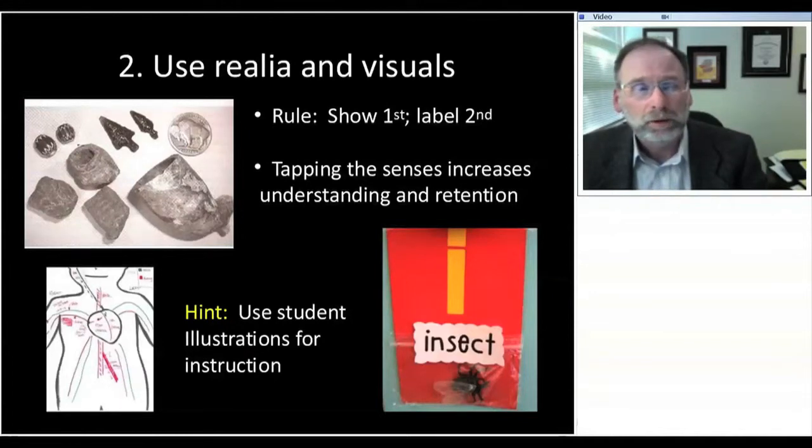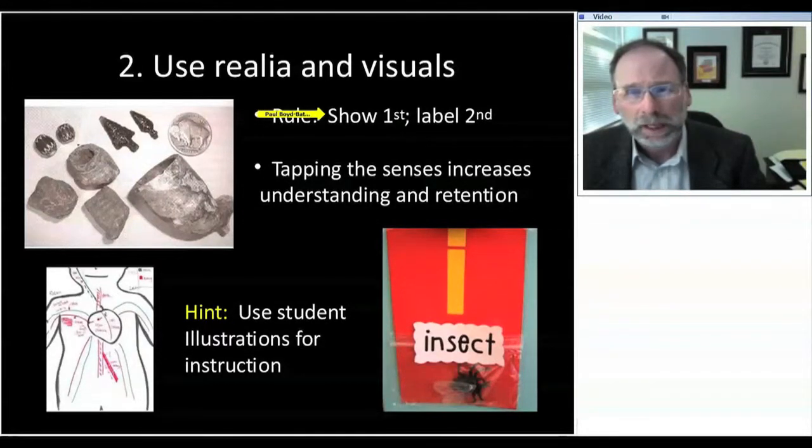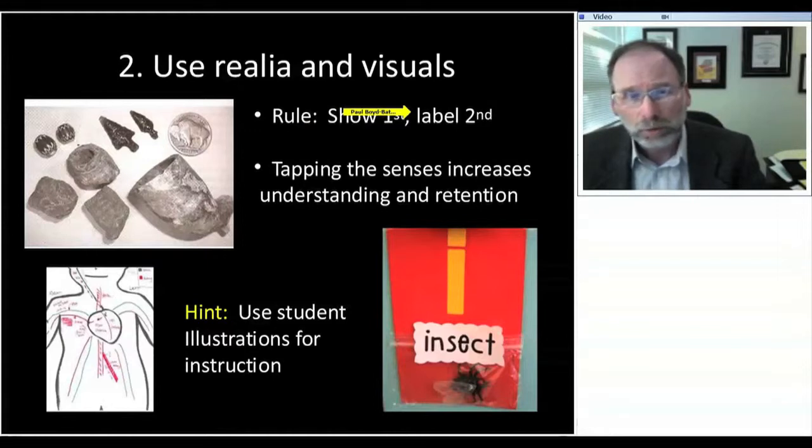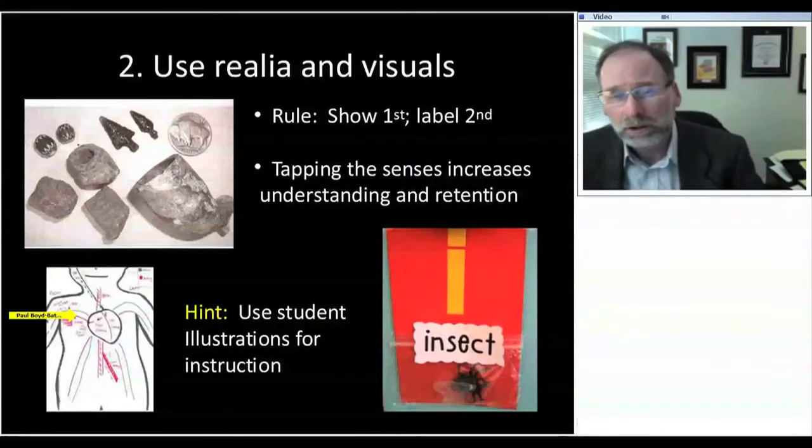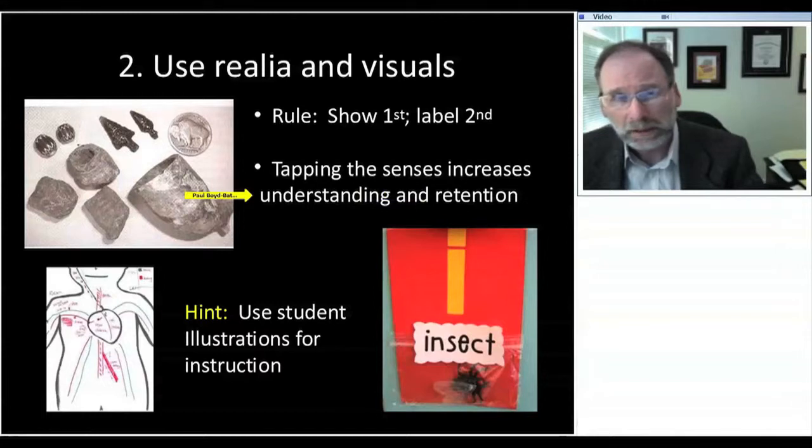Using realia, real objects, and visuals. I can't emphasize this enough when we're working with students who are language learners. I have a rule that I share with my students is that we show first and label what we look at second. Let me emphasize that again. Show first, label second. So we want to show real objects, we want to show pictures, we want to show the actual drawings that students are doing to make things understood. One of the key reasons why we use real objects is that we can tap all the senses to increase understanding and retention, to help students understand in their own language what we're talking about, and also to help them remember what we're referring to.